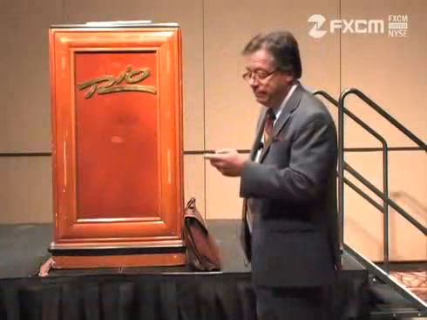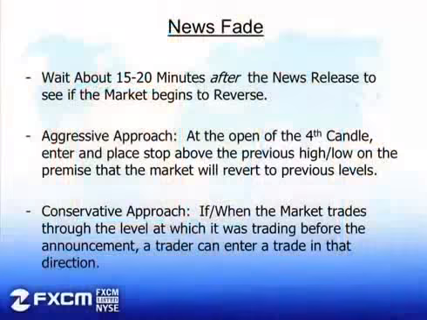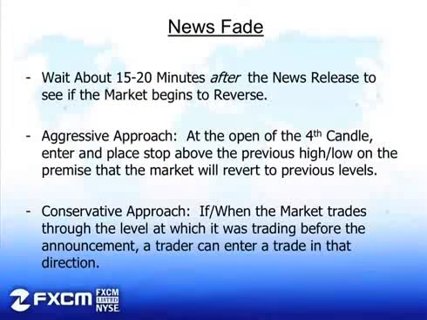There's two ways on news fade. One is an aggressive approach, and that's at the open of the fourth candle. I'll show you charts on this. It sounds a little more tricky here than it is once you see the charts. At the open of the fourth candle, enter and place a stop above the previous high or low, on the premise that the market will revert to previous levels. The more conservative approach is if and when the market trades through the level at which it was trading before the announcement, a trader can enter a trade in that direction.